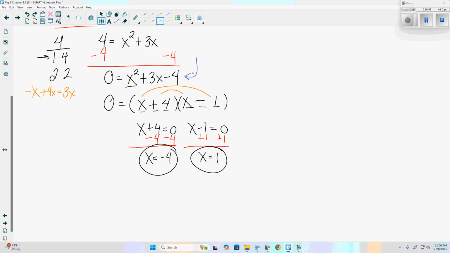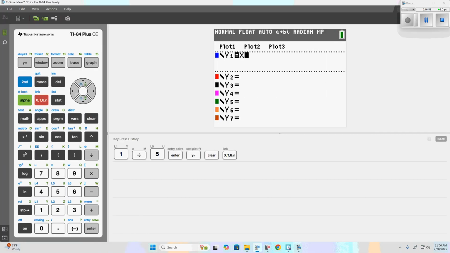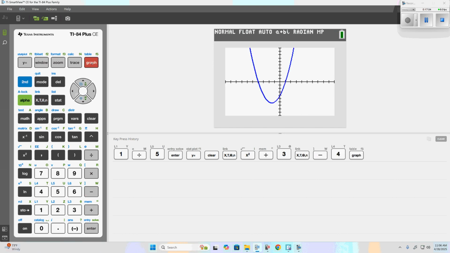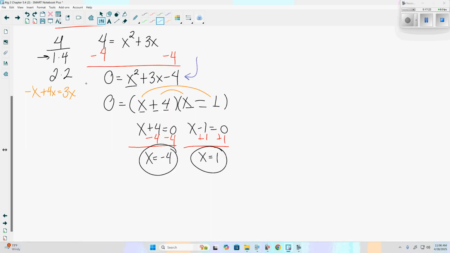Another way we could have gone about solving this here is graphing. X squared plus 3x minus 4. We can graph it and see where it crosses the x-axis. The second table does give us the table. And when we graph it, our solutions are whatever values of x make the y value be 0. So at negative 4, the y value is 0. At 1, the y value is 0. So it does give us these two solutions. We just need to check.